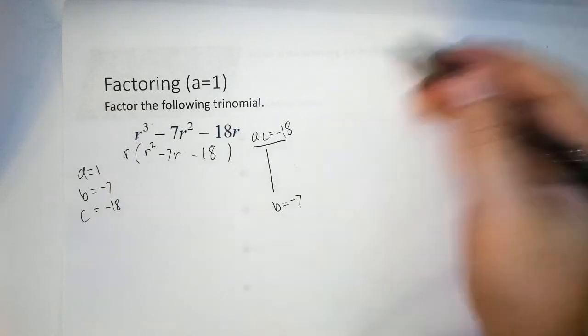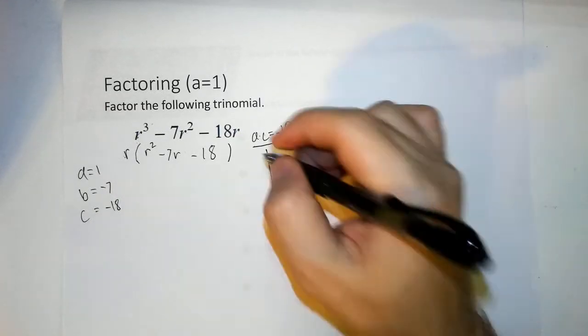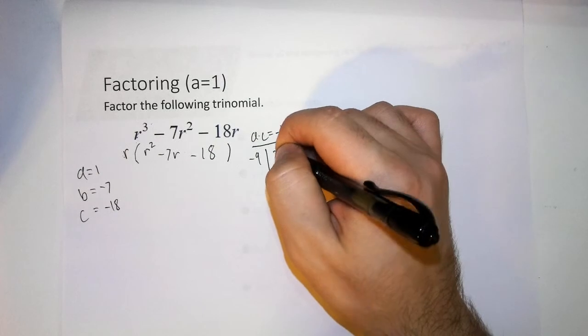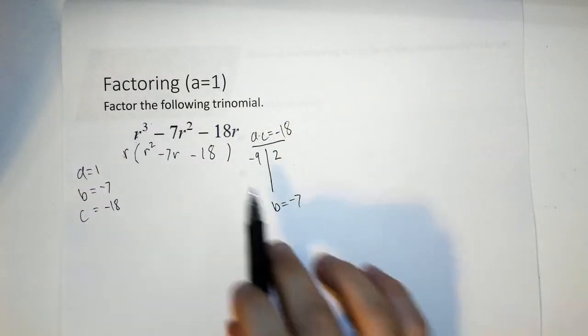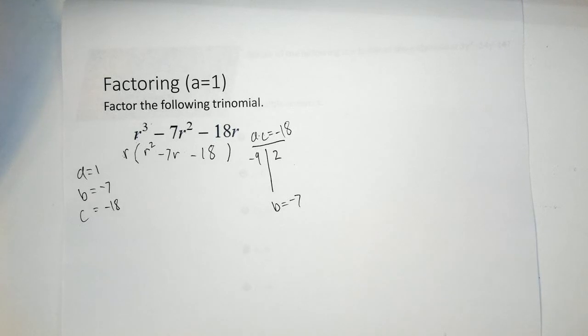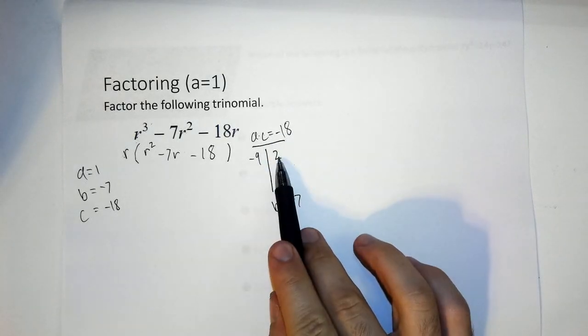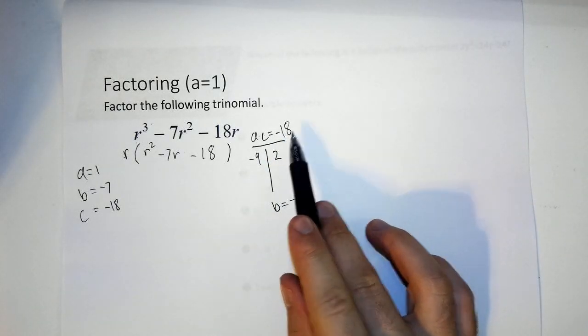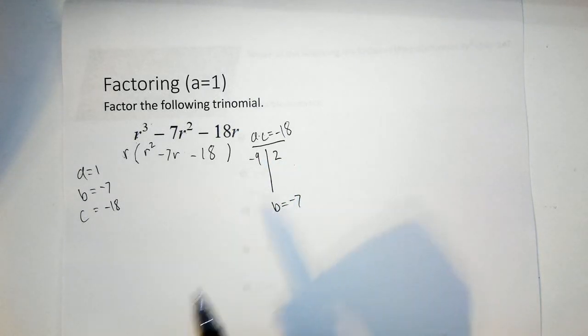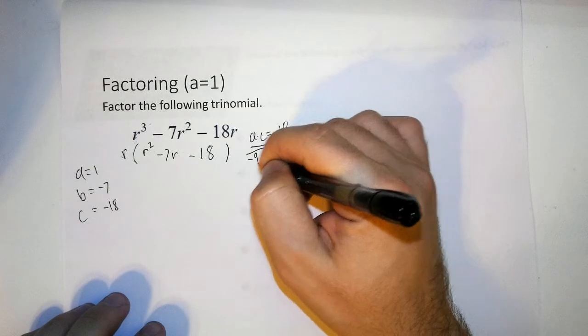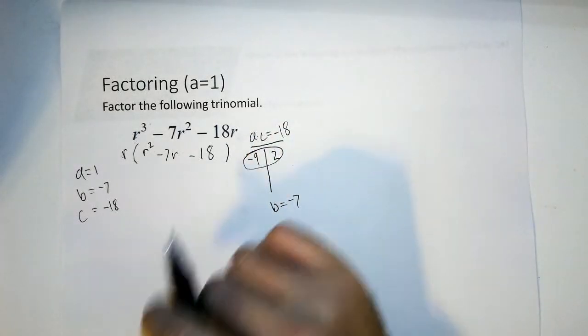So what multiplies to negative 18 but adds to negative 7? Well, negative 9 and positive 2, right? And you're going to get good at this. You're going to get to the point where you can just pick out your factors on the first go. So negative 9 times 2, does that equal negative 18? Absolutely. And negative 9 plus 2, does that equal negative 7? Absolutely. So these are the perfect numbers. Those are the golden factors. We're going to use those.